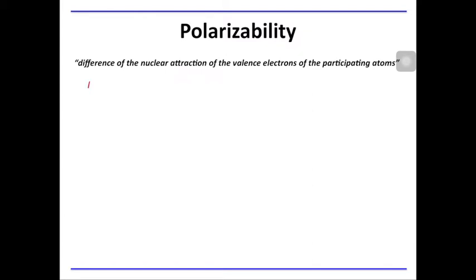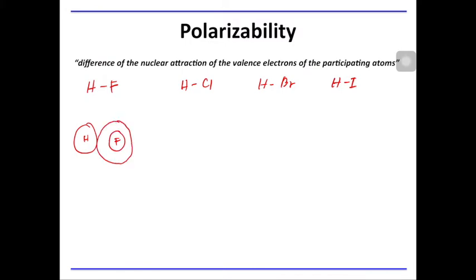So what does the difference in nuclear attraction of the valence electrons mean? In the previous quiz, I asked why hydrofluoric acid is a weaker acid than hydrochloric acid, hydrobromic acid, and hydroiodic acid, despite the fact that fluorine is the most electronegative atom. The reason for that is polarizability. In hydrofluoric acid, we have hydrogen and fluorine participating in a bond. So the electrons of hydrogen overlap with the electrons of fluorine at its 2p orbital and 1s for the hydrogen. Therefore, the valence electrons of fluorine are attracted to the nucleus of the hydrogen, and the valence electron of the hydrogen is also attracted to the nucleus of the fluorine quite strongly.